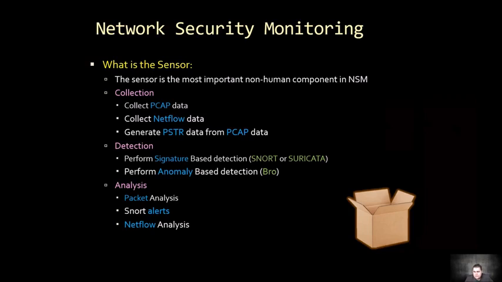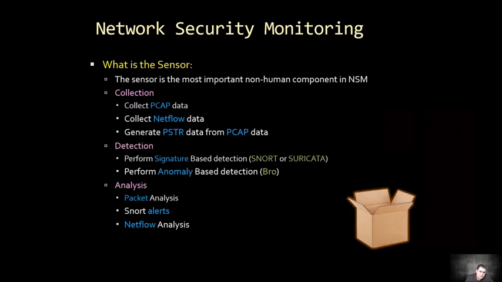And for the detection, usually we use IDS or IPS. They can be classified in 2 parts: signature-based or anomaly-based. Signature-based is very popular, like Snort and Suricata. Anomaly-based is like Bro, a very popular tool in the IDS and IPS.